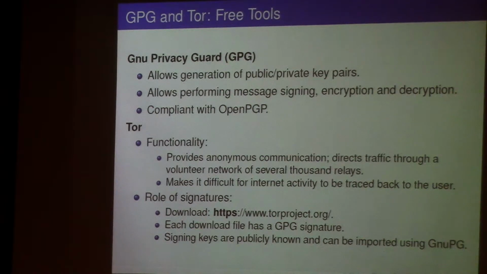GPG and Tor. GPG is the GNU Privacy Guard. This is a free tool which allows you to do public key signing, encryption, and so on. It gives you a lot of functionality. You can download it, install it, and then it allows you everything. This is compliant with OpenPGP. PGP is Pretty Good Privacy.